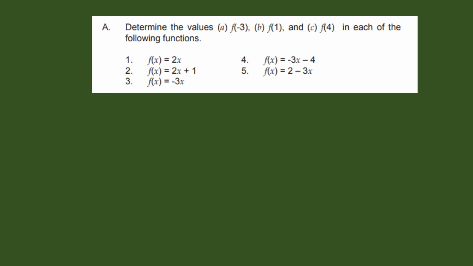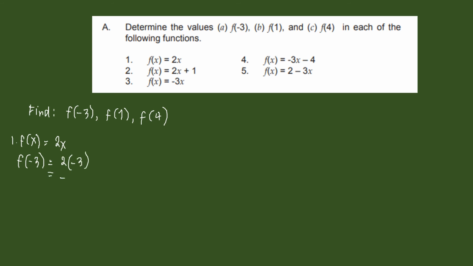So for practice, let us determine the different values of f of x if x is equal to negative 3, x is equal to 1, and x is equal to 4. So the values that we are finding are f of negative 3, f of 1, and f of 4. Let's try first the first question. f of x is equal to 2x. If we solve for f of negative 3, we will have 2 times negative 3, which is negative 6.